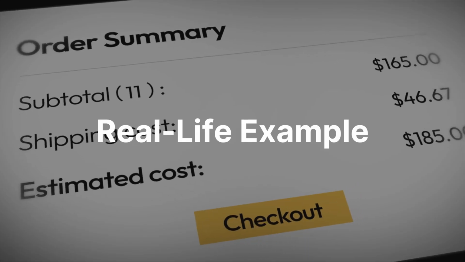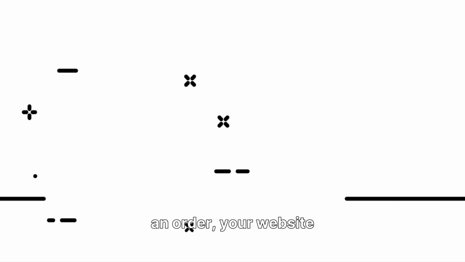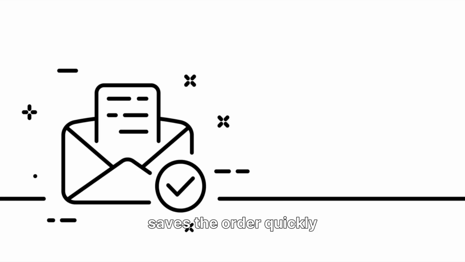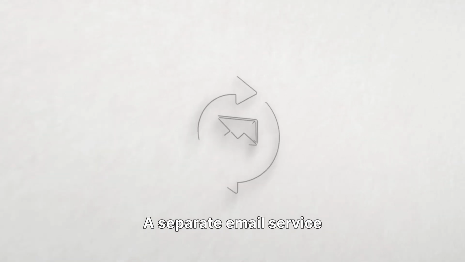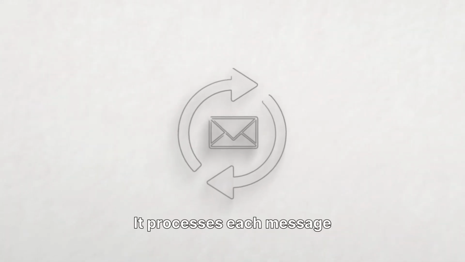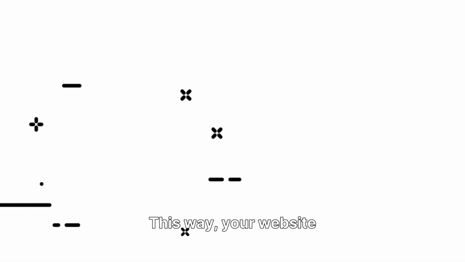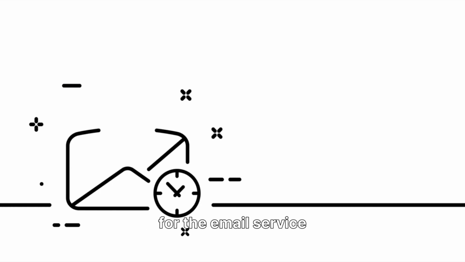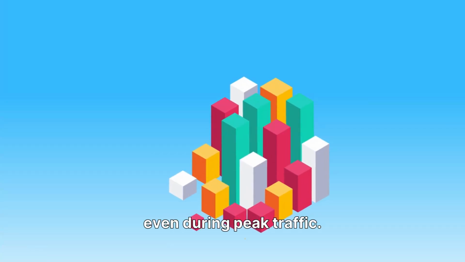Real-life example. Suppose you run an e-commerce website. When a customer places an order, your website saves the order quickly and sends a message to the queue: send order confirmation email to customer. A separate email service listens to the queue. It processes each message and sends the email. This way, your website doesn't get stuck waiting for the email service to finish. The website stays fast, even during peak traffic.